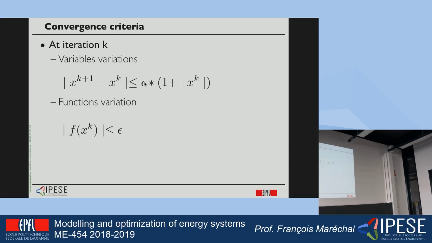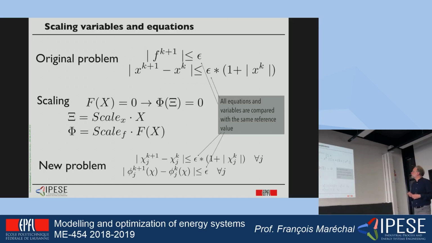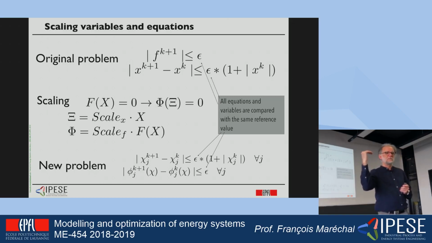Okay? So it means that I need to use a mathematical trick in such a way that I will be satisfied with the definition of my epsilon for all the variables and all the functions. And the trick is to use scaling. I'm going to define a scaling factor that will apply to all the functions in such a way that if I'm comparing the value of one of the functions to e to the minus 6, I will be satisfied.